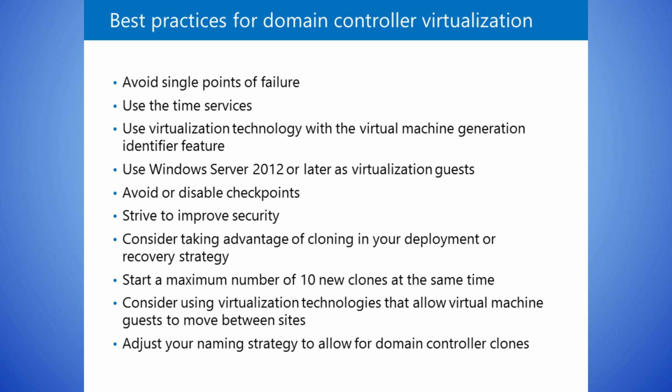Avoid or disable checkpoints. If the virtualization host or the guest operating systems of the domain controllers do not support the safeguards for virtualizing domain controllers, disable the possibility of creating checkpoints. You can do this by using a pass-through disk instead of a virtual hard disk. For example, when there is support for the safeguards, use a virtual hard disk to support cloning, but avoid using checkpoints. Strive to improve security by ensuring that the virtualization administrators are as trusted as your domain admins.